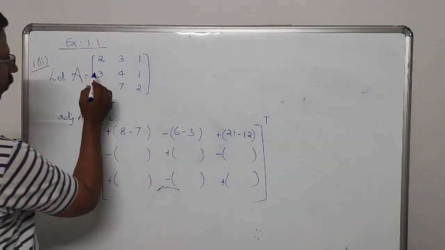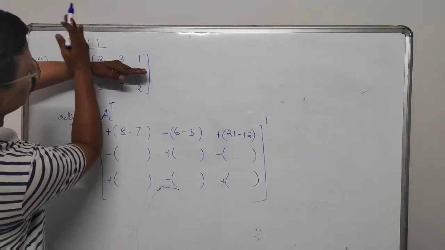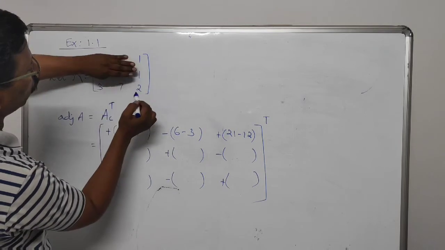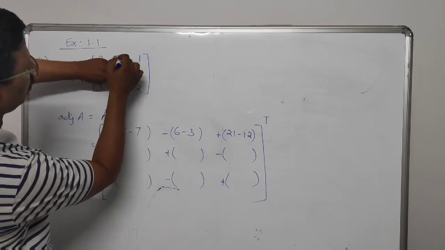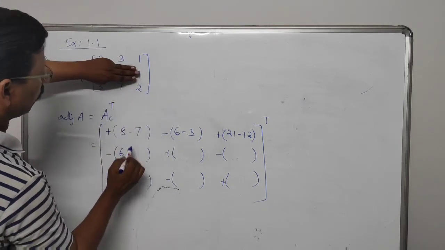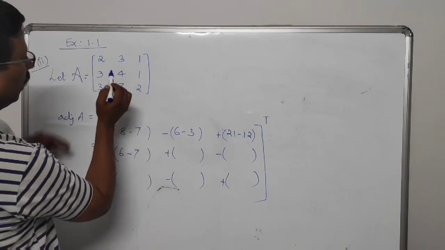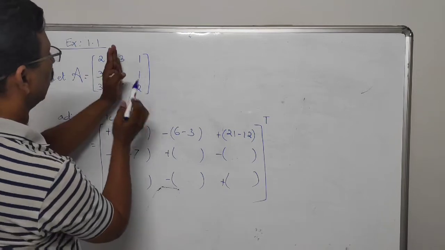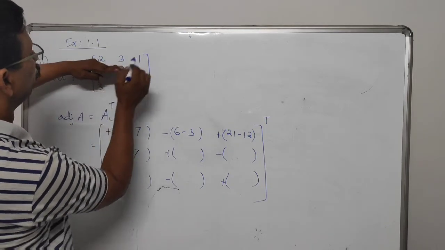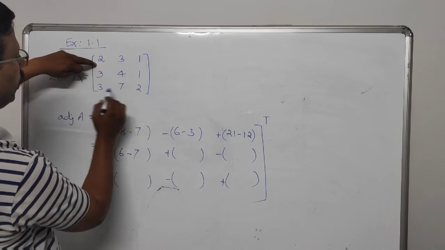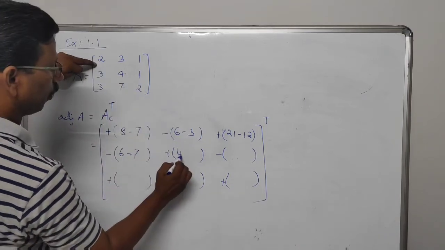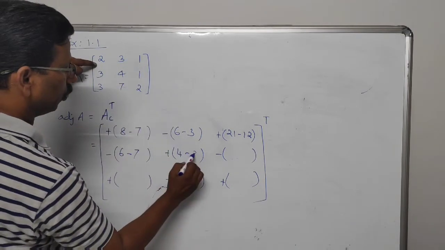Then likewise for this element, you leave second row and first column, and you get 3 1 7 2. Here, 3 1 7 2 means 3 2s are 6, then minus 7 into 1 equals 7. Then next we come to this element, leave second row, second column. Then you will get 2 1 3 2. 2 2s are 4, minus 3 into 1 equals 3.